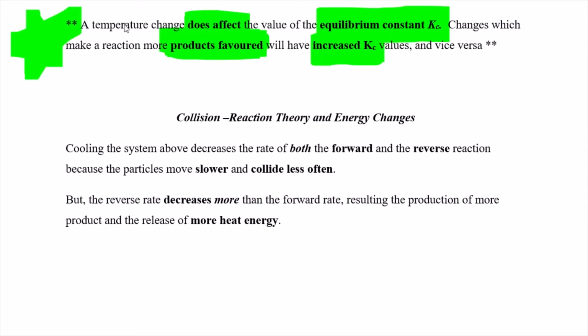Now, why does this actually happen? Well, if we look at the reaction above, when I cool the system, it decreases both the forward and reverse reaction rates because the particles are moving slower. They collide with each other less often. But the reverse rate decreases more than the forward rate. So overall, it still is going to shift towards the products. And that's going to release more heat energy.